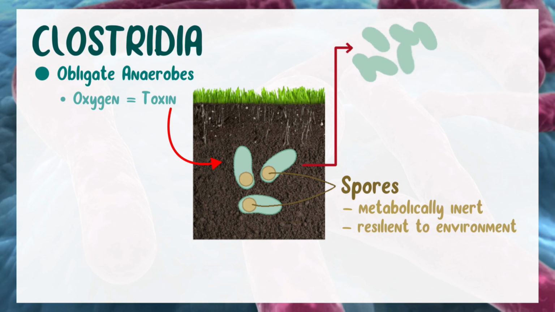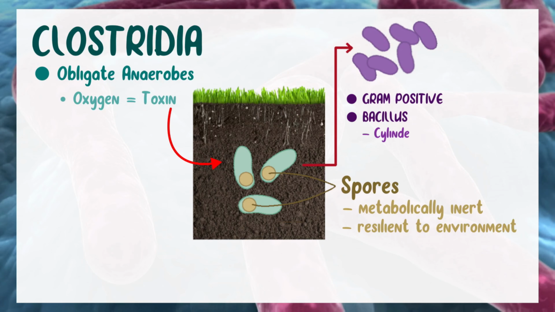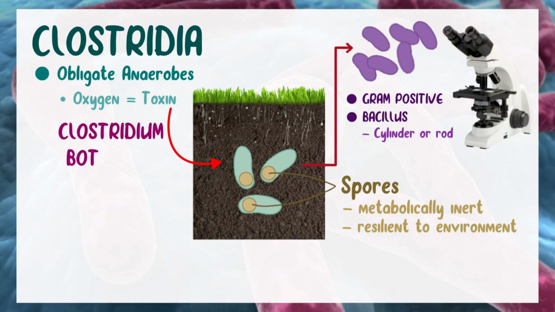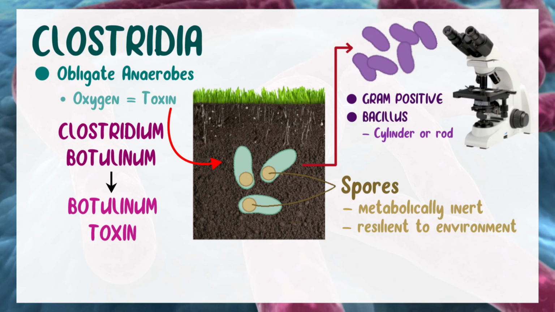During a Gram stain, Clostridium botulinum appears purple, indicating it is Gram-positive. It is a bacillus, meaning it has a rod-shaped or cylindrical appearance under the microscope. Clostridium botulinum is infamous for producing botulinum toxin, a substance that causes the illness known as botulism.